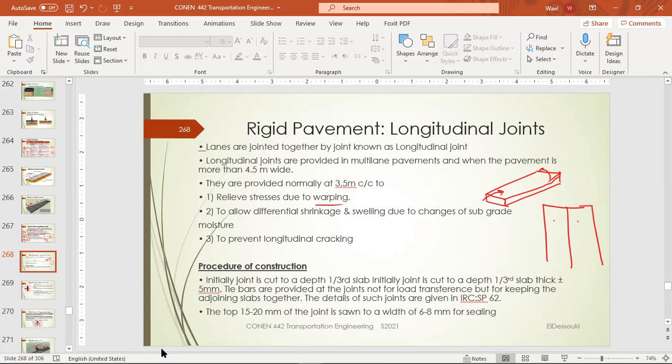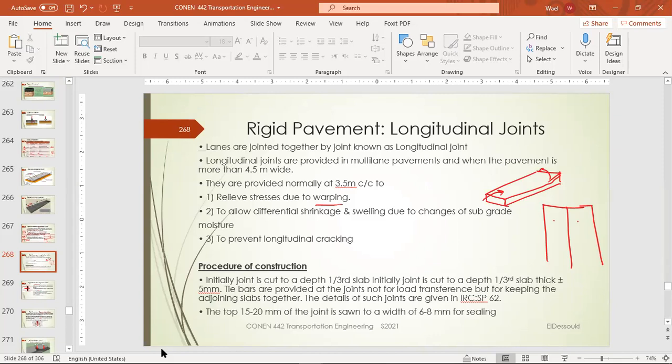What's the function of the longitudinal joints? They are provided normally at 3.5 meters center to center to relieve stresses due to warping, to allow differential shrinkage and swelling, and to prevent longitudinal cracking.